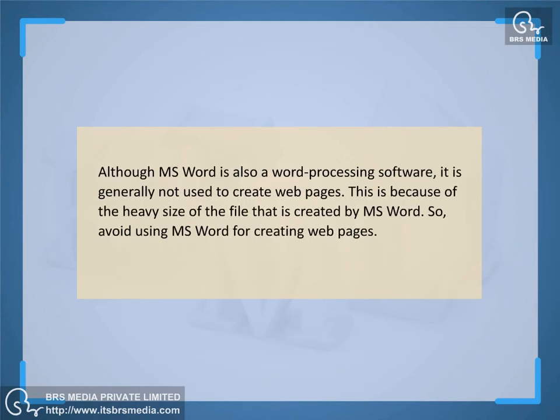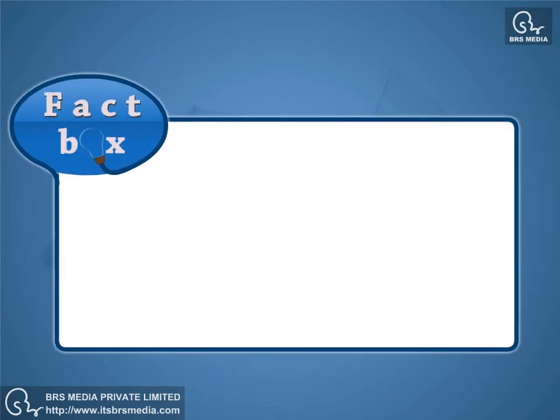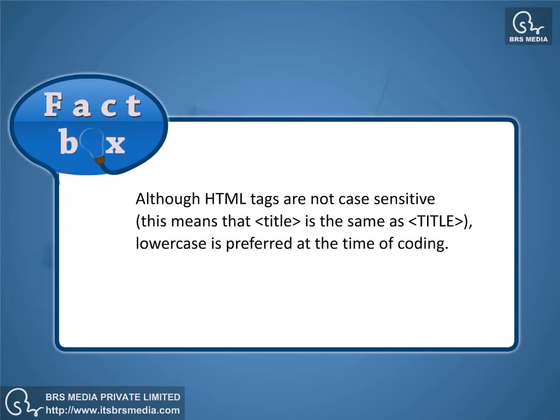Although MS Word is also a word processing software, it is generally not used to create web pages. This is because of the heavy size of the file that is created by MS Word. So, avoid using MS Word for creating web pages. Fact box. Although HTML tags are not case sensitive, this means that title in lowercase is the same as title in uppercase. Lowercase is preferred at the time of coding.